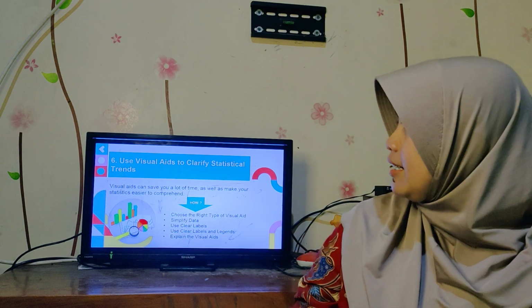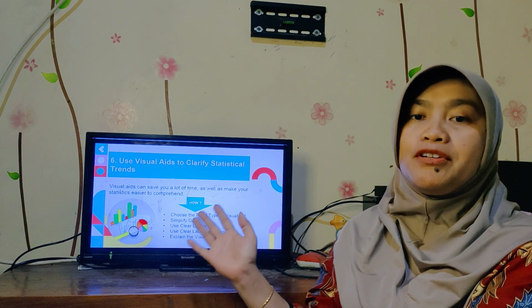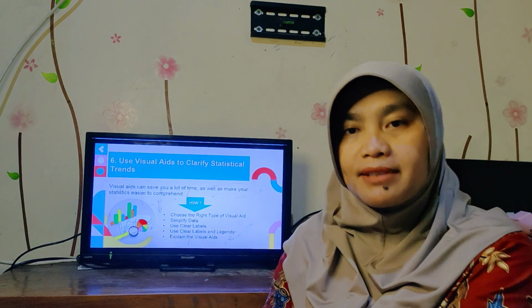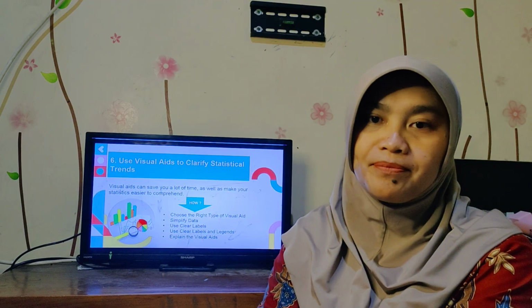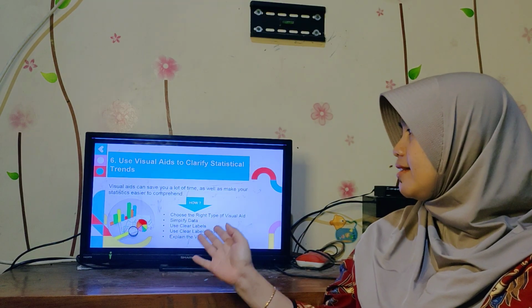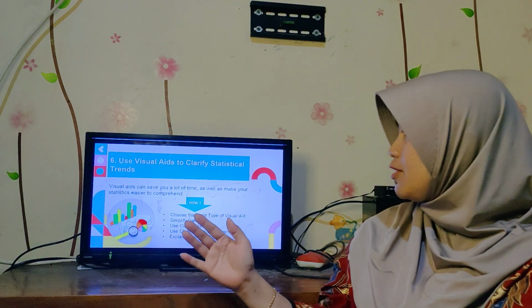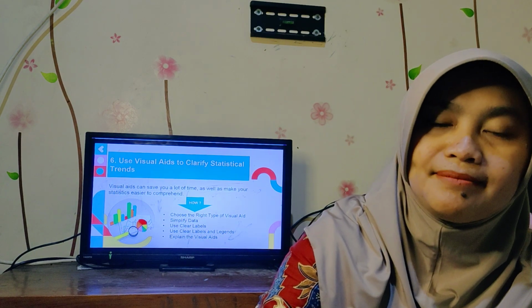And the last one, use visual aids to clarify statistical trends. Visual aids can save you a lot of time, as well as make your statistics easier to comprehend. How to do that? Choose the right type of visual aid, simplify data, use scale labels and legend, and explain the visual aids.